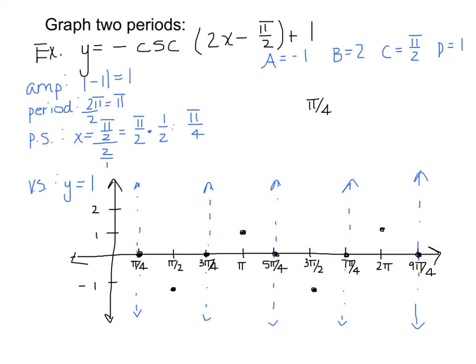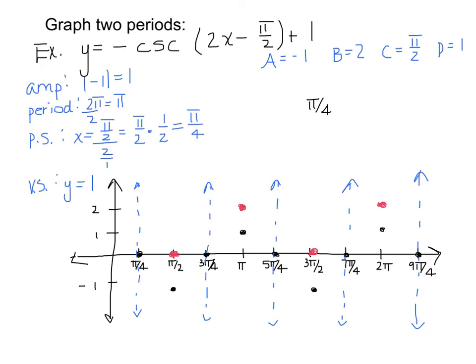And now I'm going to shift my points that remain up 1. So now this one would be here, here, here, and here. And the ones that are on the asymptote you don't have to worry about because they're undefined.